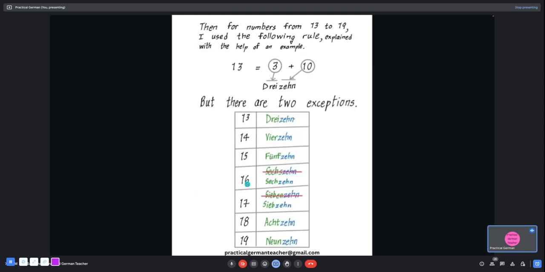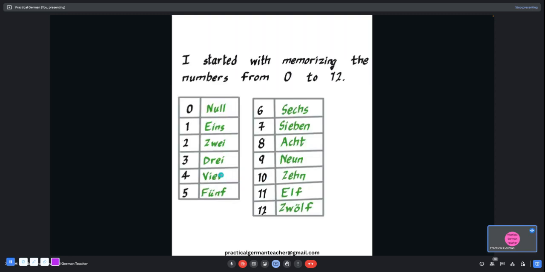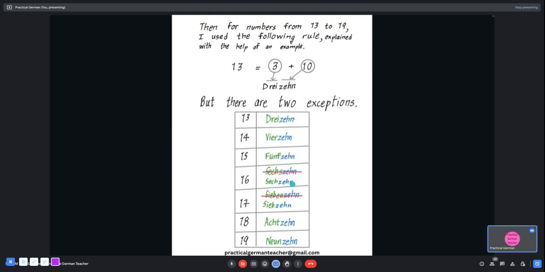Now, two exceptions when you have 16 and 17, right? So if I have to write 16, I will say 6 plus 10. So 6 is sechs and then zehn. So normally it should be, as per the rule that we are following, sechszehn, but it is sechzehn. Okay. Now you're wondering, man, German is so difficult.